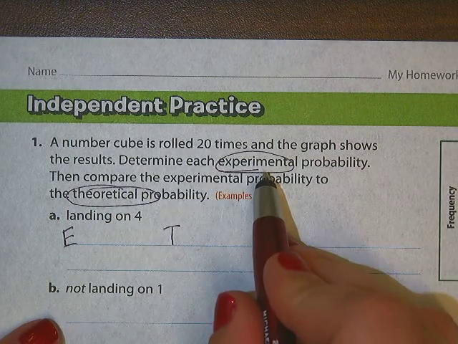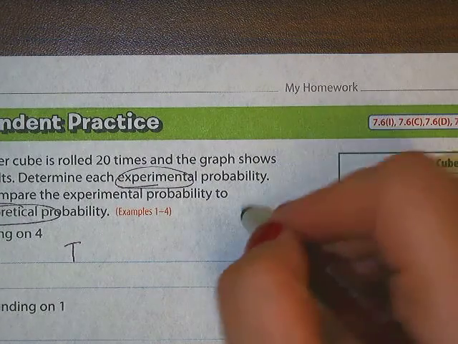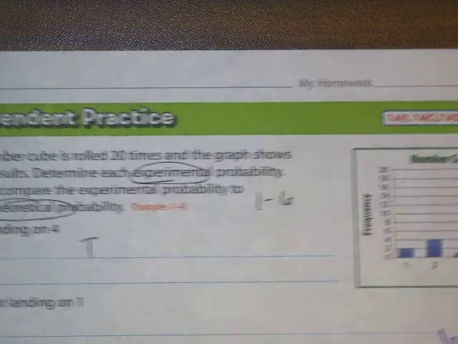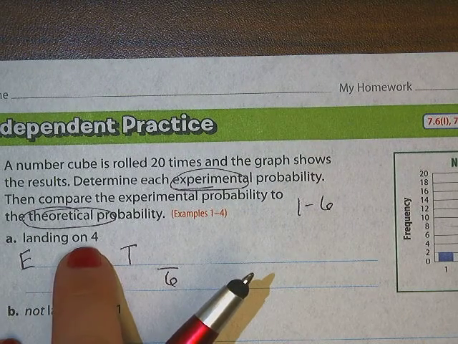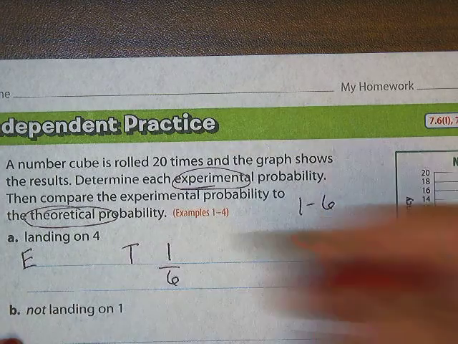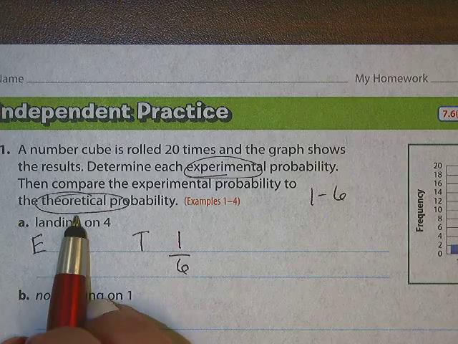So the theoretical of rolling a die, it says we have a number cube. I know that the numbers are 1 through 6. So I know there are 6 things that could happen, but there's actually only 1 4. So the theoretical is 1/6. Now it says I also need to know the experimental.